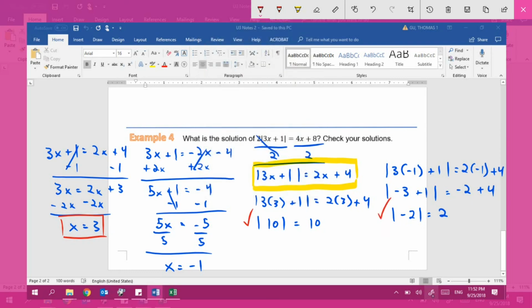Yes, it does. So in this case, both of our solutions work, and our answer is x equals 3 and x equals negative 1. So in these cases, you can have two solutions. You can have one solution, you can have no solution. But that's going to end our notes today over extraneous solutions, guys.